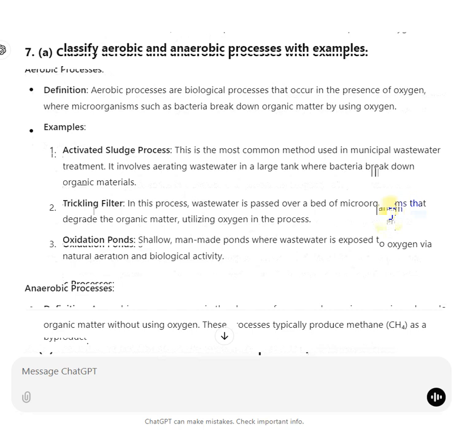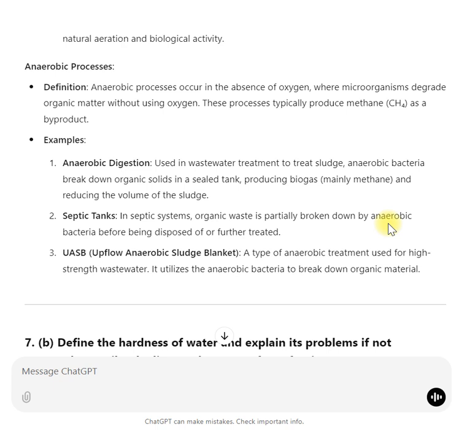Examples. 1. Anaerobic digestion. Used in wastewater treatment to treat sludge, anaerobic bacteria break down organic solids in a sealed tank, producing biogas, mainly methane, and reducing the volume of the sludge. 2. Septic tanks. In septic systems, organic waste is partially broken down by anaerobic bacteria before being disposed of or further treated. 3. UASB, upflow anaerobic sludge blanket. A type of anaerobic treatment used for high-strength wastewater. It utilizes the anaerobic bacteria to break down organic material.